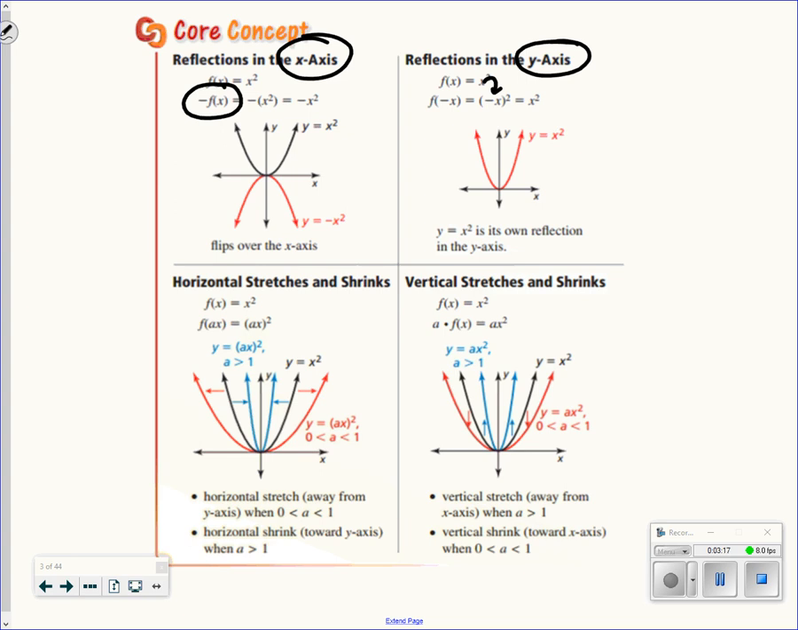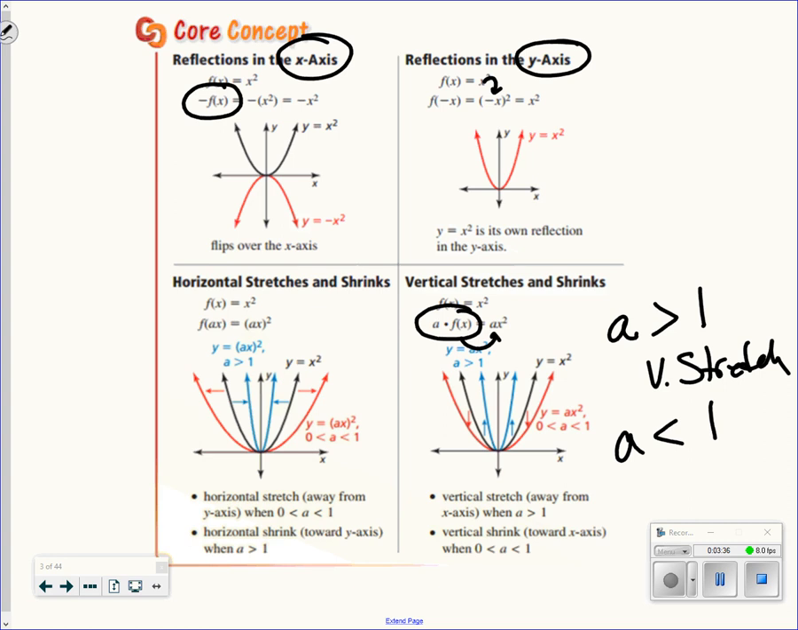Horizontal stretches and shrinks and vertical stretches and shrinks. I'm going to do the vertical one first. If you take the entire function and multiply it by a value, that is a vertical stretch or a vertical shrink. If the a value is greater than 1, it's a vertical stretch. If the a value is smaller than 1, that is a vertical shrink. Now, notice negatives means something different. So it's not going to be less than 1 and negative. You're basically talking between 0 and 1 for a vertical shrink.